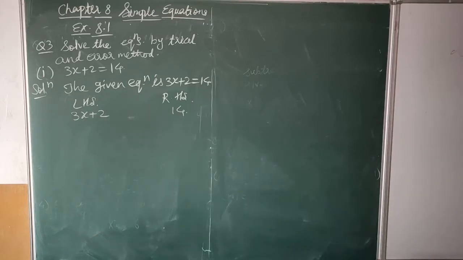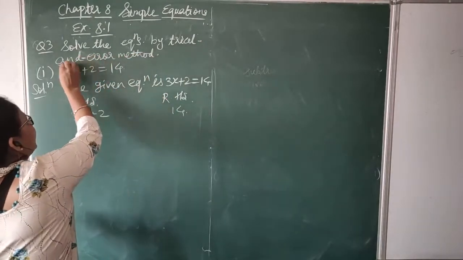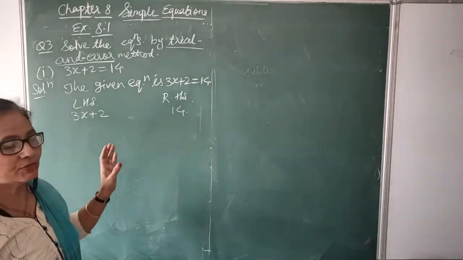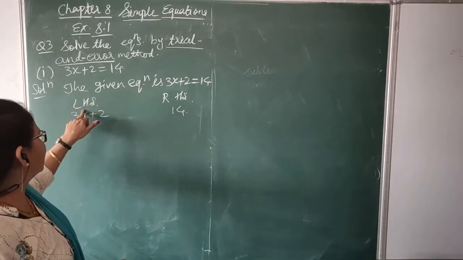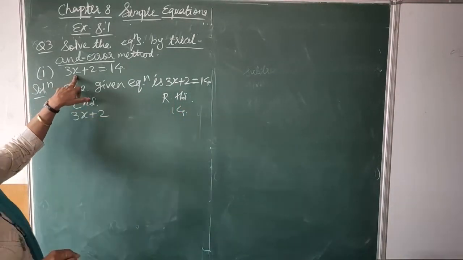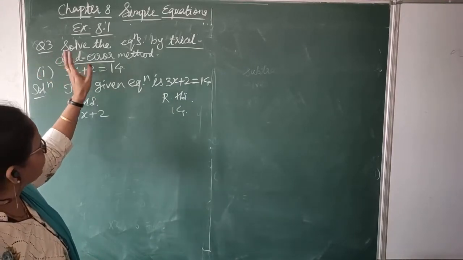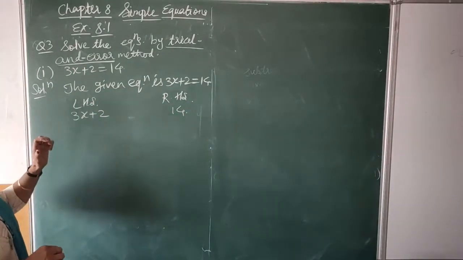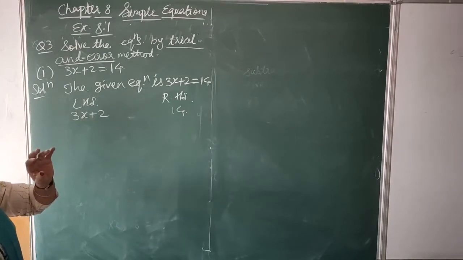Now see, the question is solve the equations by trial and error method. I already explained in the introduction part. Let's see once again. First of all, you will write the given equation, this one. Write here LHS, give some space and write RHS, right hand side. This is your left hand side. I told you that the expression before equal to is the left hand side, the expression after equal to is the right hand side. Now let's check out the values for which the left hand side and RHS are equal.